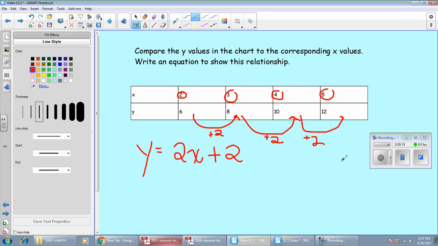I hope this video has helped you learn a little bit more about comparing the x and y values and creating equations.